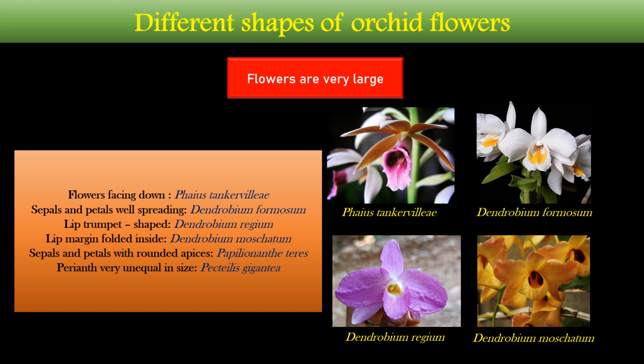Then comes the lip margin folded inside. So the margin of the lip portion is folded inside. For that, the best example is Dendrobium moschatum. Then comes the sepals and petals with rounded apices, Phalaenopsis, Papilionanthe teres. Then comes the perianth very unequal in size, that is Pecteilis gigantea. So these are the flowers that are very large in shape.